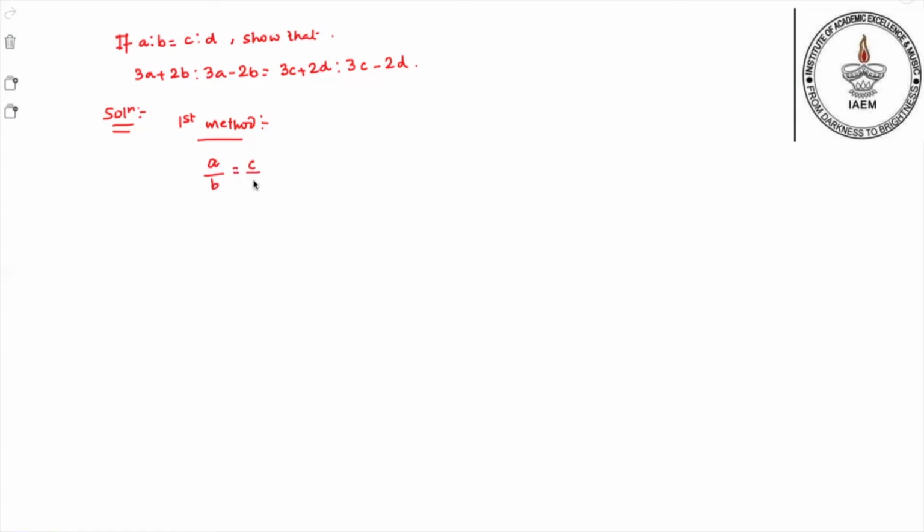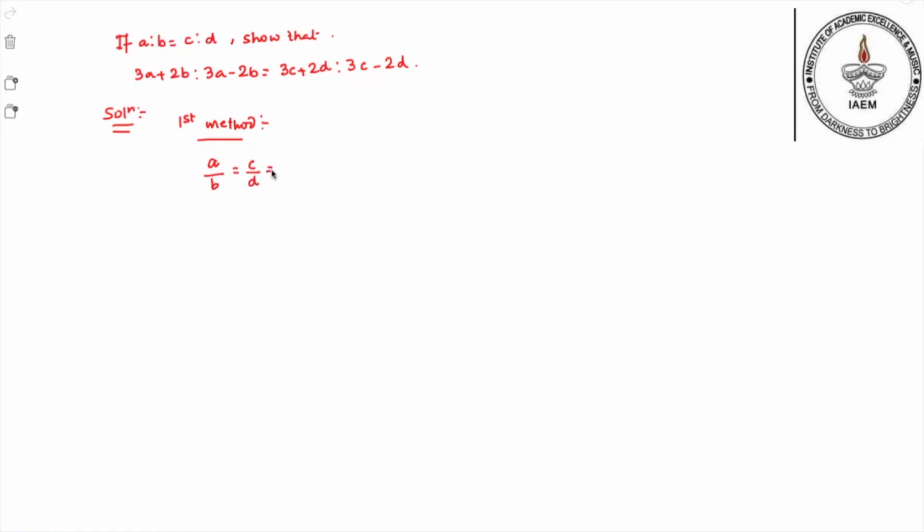If A is to B equals C is to D, show that (3A plus 2B) is to (3A minus 2B) equals (3C plus 2D) is to (3C minus 2D). So first method, A by B equals C by D. Why? Because it's given A is to B equals C is to D.